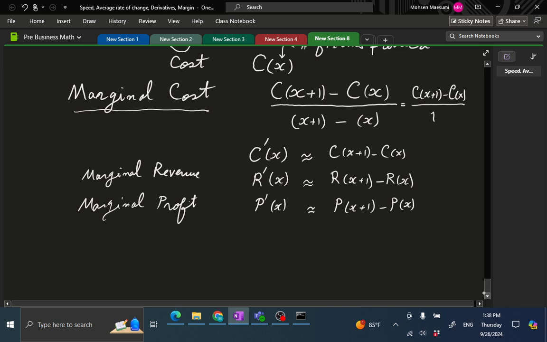Okay? And so that's how the derivative gets into business calculus or business mathematics. The marginal rate that you're calculating is approximately the same as the derivative.